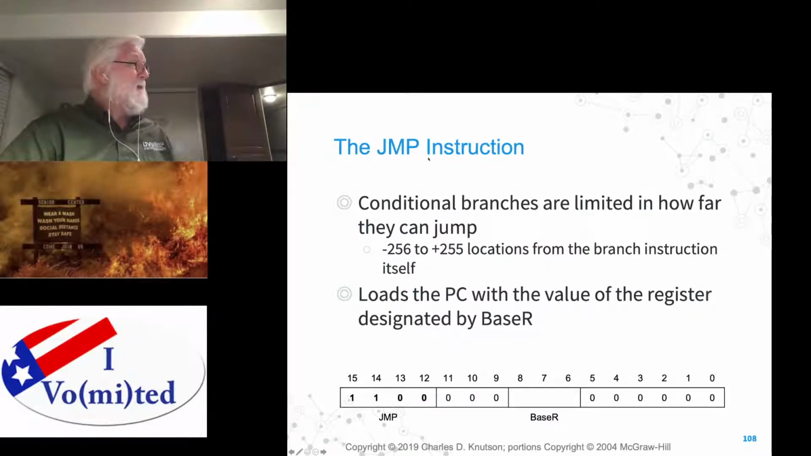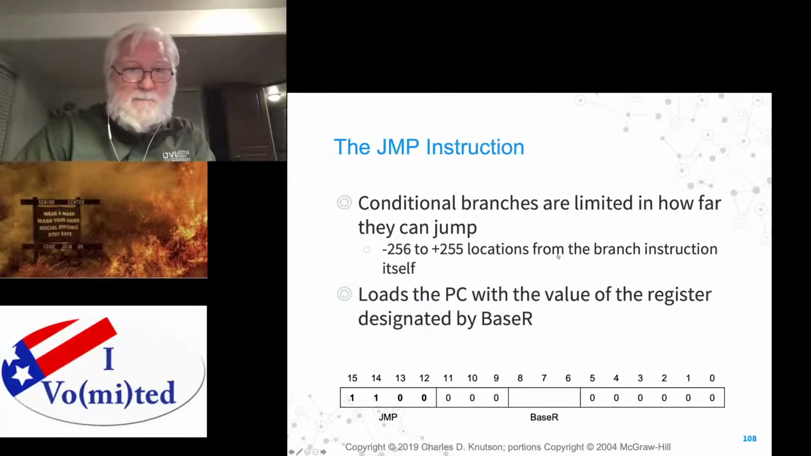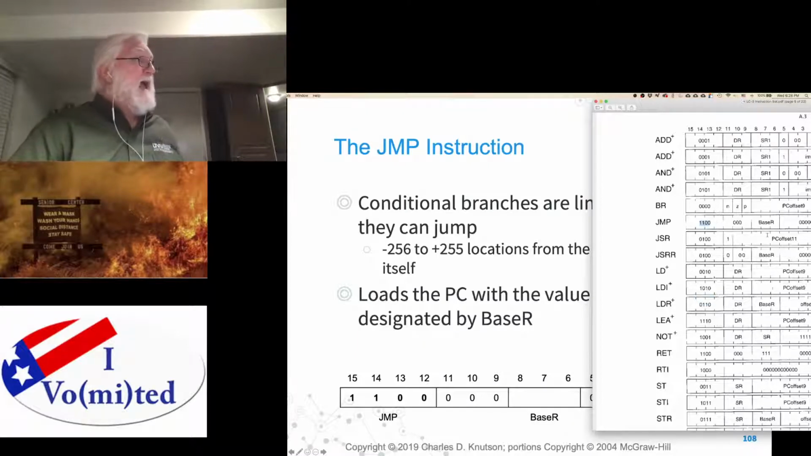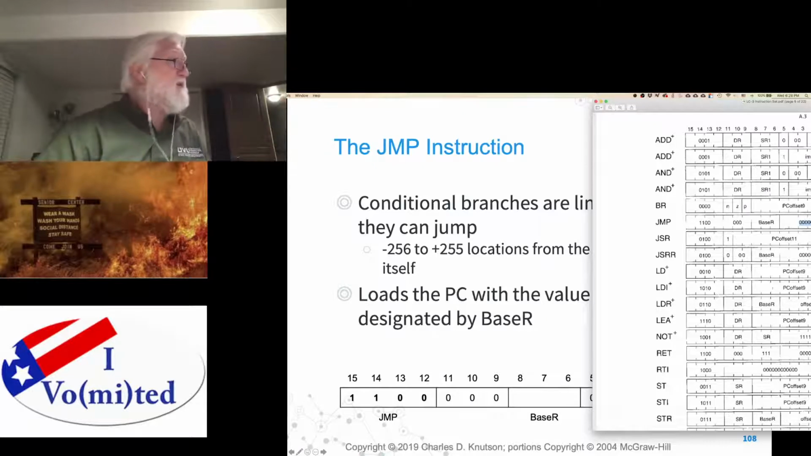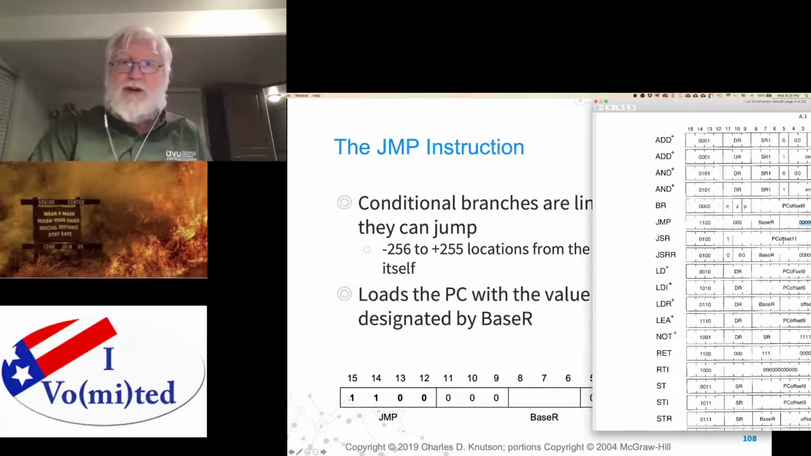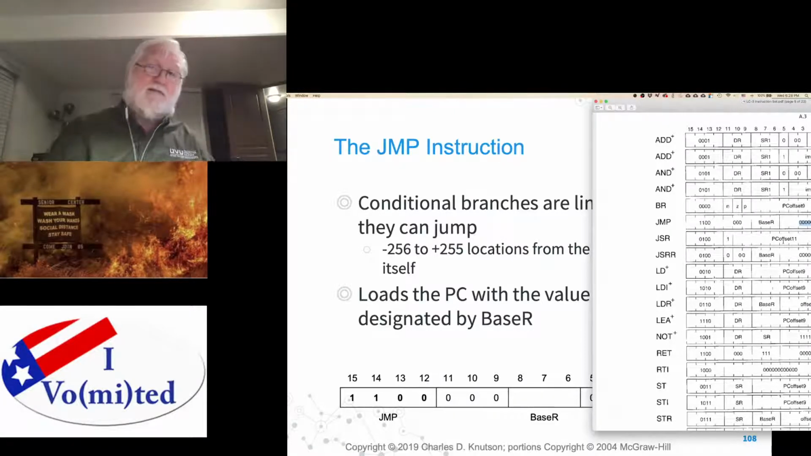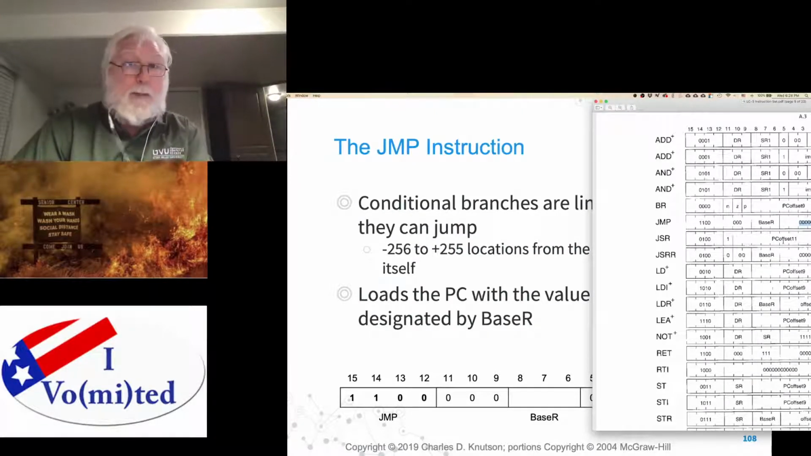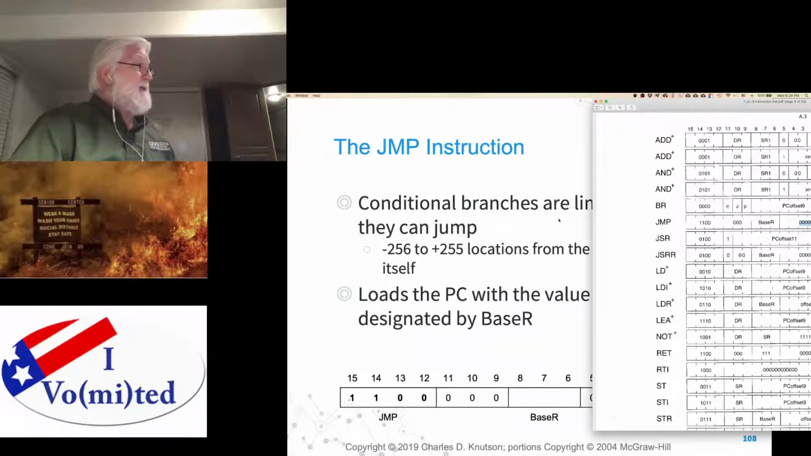Okay. Jump instruction. Let's go back over here. There's jump. Basically, 1100, that's the opcode. These 3 are reserved as zeros. Those 6 are reserved as zeros. We don't touch those. And then there's just a base register. So whatever address is in the register that we indicate, we're jumping there. The way we jump there is we just take that value and put it in the program counter. That's it.